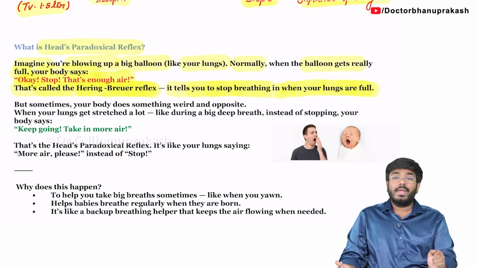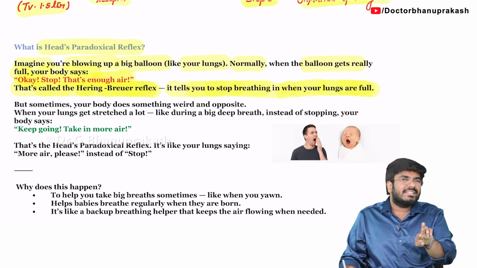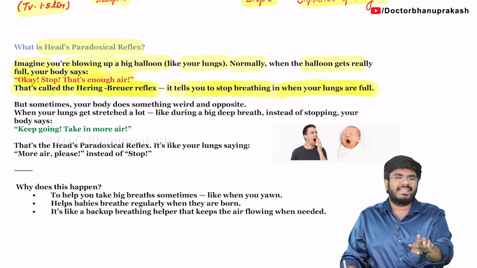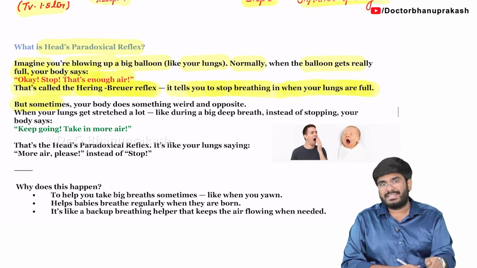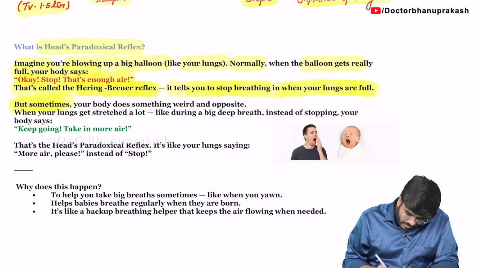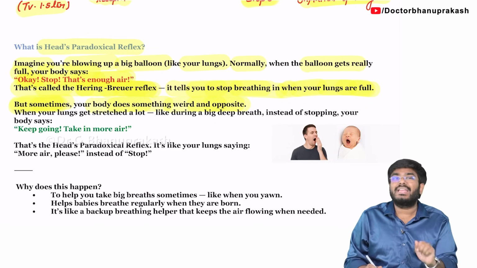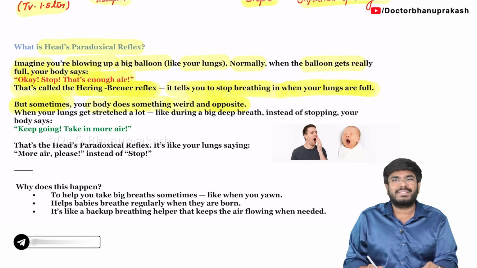So that is normal. But what is Head's paradoxical reflex? This is exactly opposite. Sometimes your body does something weird, guys, exactly opposite. That is Head's paradox. Paradox means what? Unusual.